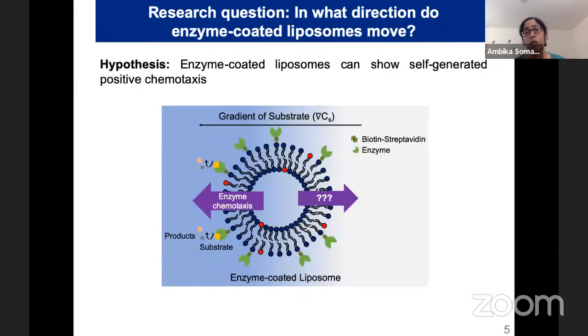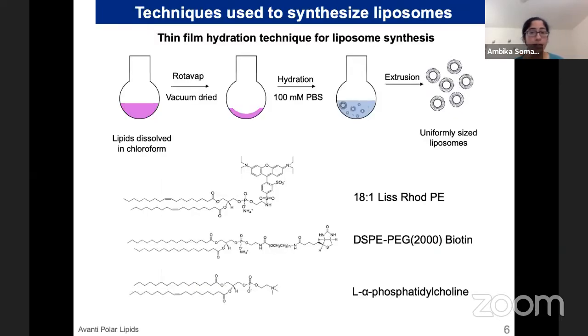In this work, what we wanted to do is see how liposomes that are made up of phospholipid molecules, when they have enzymes attached on them, would move in gradients of substrate. Similar to previous studies, we hypothesized that enzyme-coated liposomes would show positive chemotaxis. That is, they would move towards higher concentration of chemical. In order to test this hypothesis, we employ mainly 3 techniques. The first technique is thin film hydration for the liposome synthesis and extrusion to form uniformly sized liposomes.